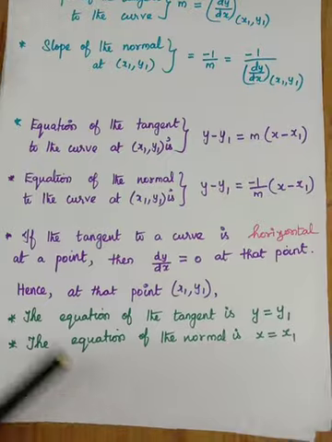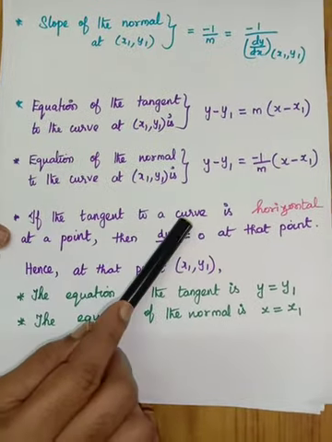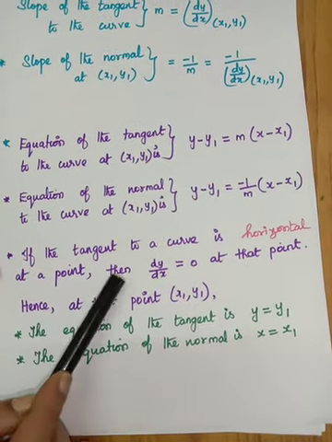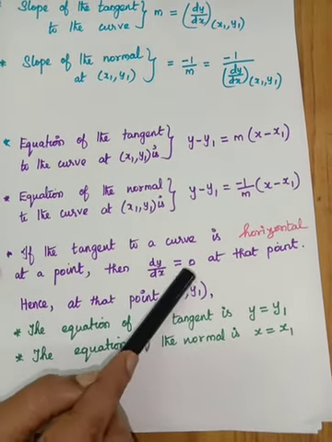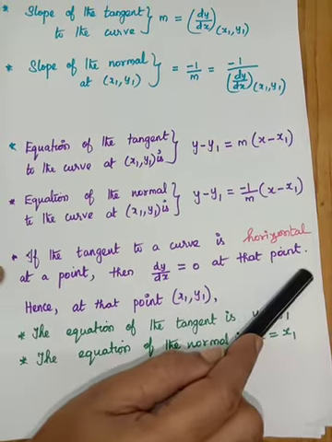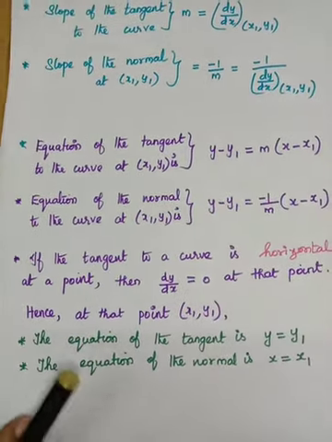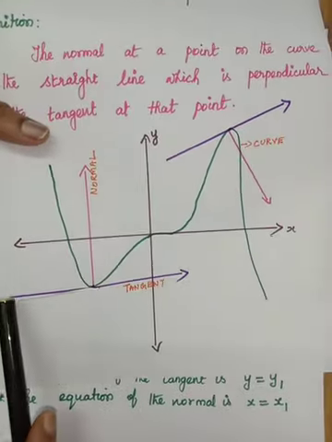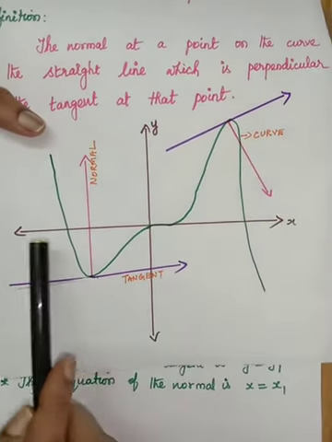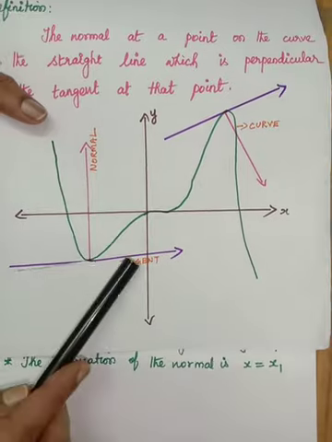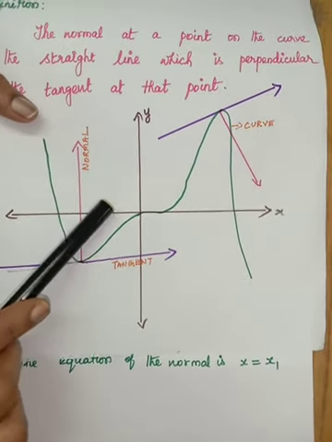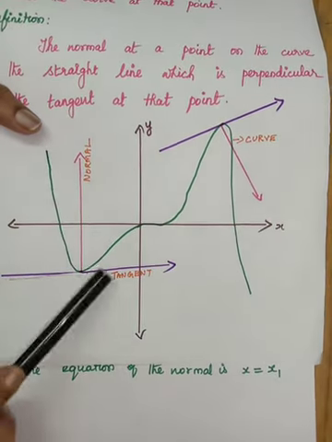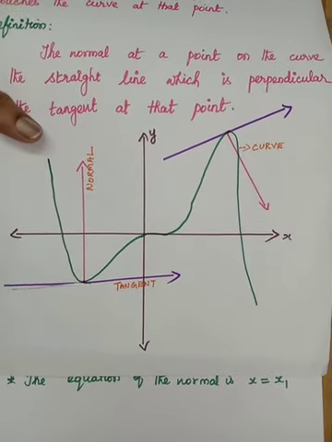Okay, you see now, if the tangent to a curve is horizontal at a point, then dy by dx is equal to 0 at that point. That means, look at the diagram, your tangent line, how is it? It is horizontal, that is parallel to x-axis. So, what is the angle made by the tangent with the x-axis? They are parallel, so the angle is 0.